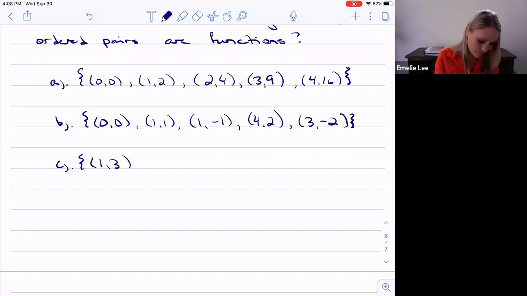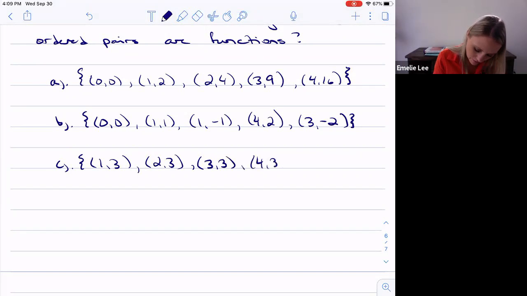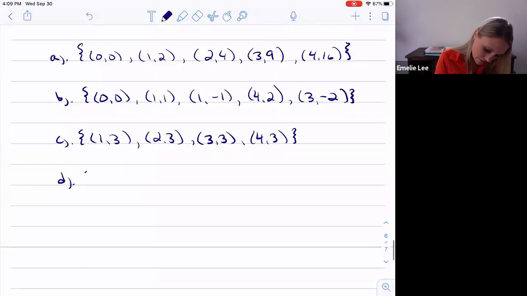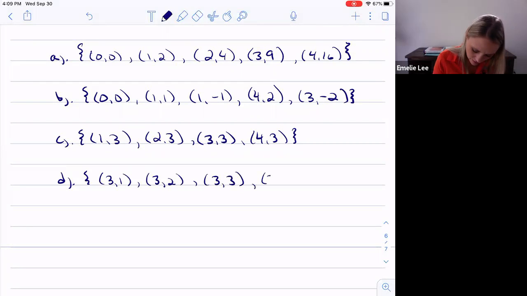Or option C, 1 goes to 3, 2 goes to 3, 3 goes to 3, and 4 goes to 3. And finally, option D, 3, 1, 3, 2, 3, 3, and 3, 4.